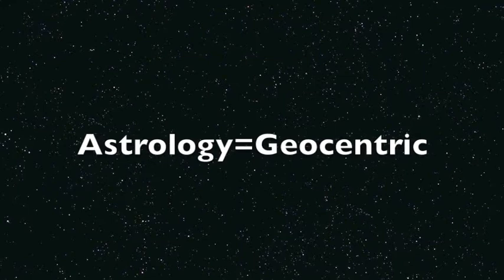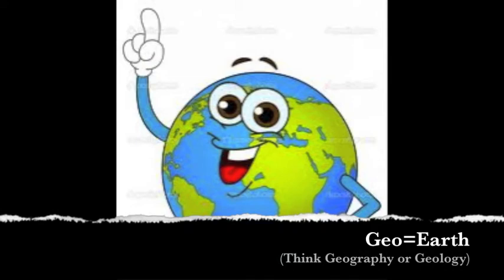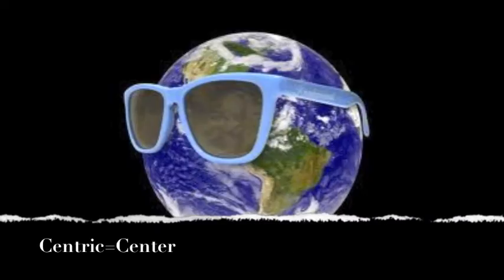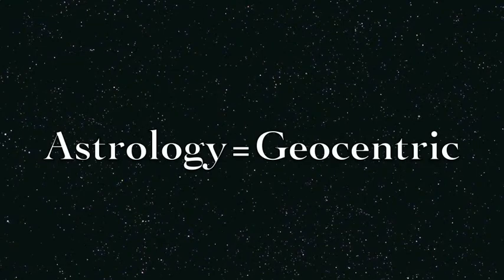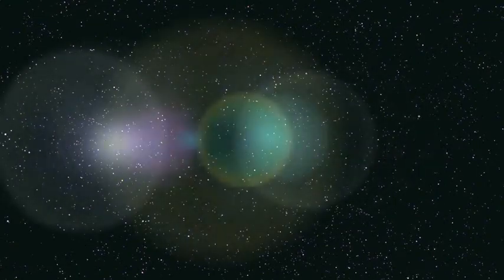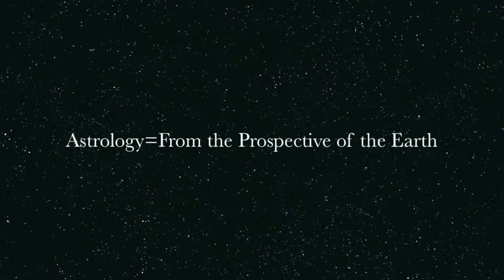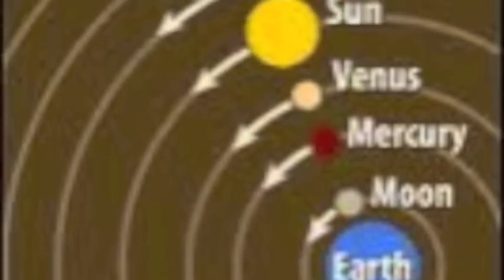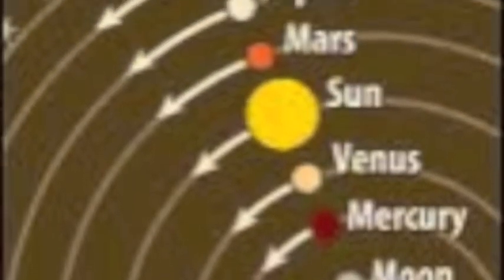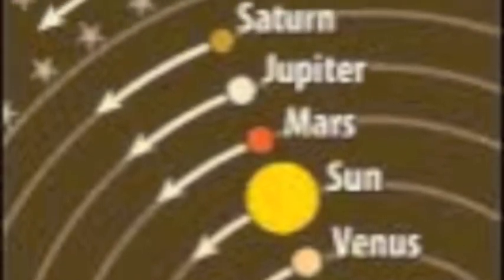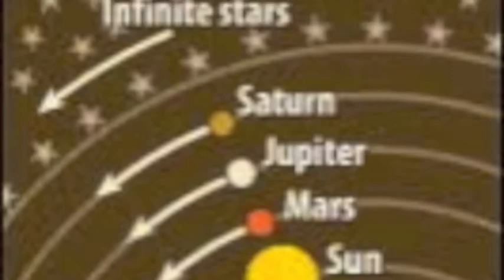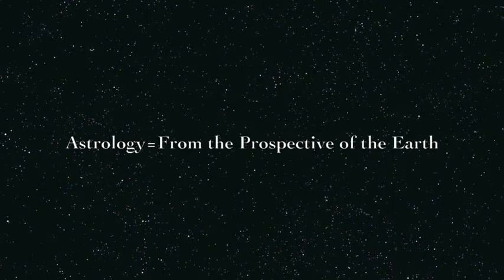Before we can even look at an astrology chart, there is one important thing that we need to understand, and that is astrology is geocentric. But what does that mean? Geo stands for Earth, like geography or geology, and centric means the center. So when we say astrology is geocentric, what we're really saying is that astrology is from the perspective of the Earth. That is why, in real life, it takes 365 days for the Earth to revolve around the Sun. But in astrology, it takes 365 days for the Sun to revolve around the Earth. Because remember, in astrology, everything is from the perspective of the Earth.